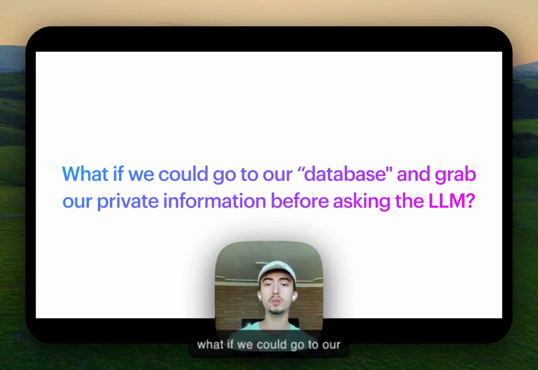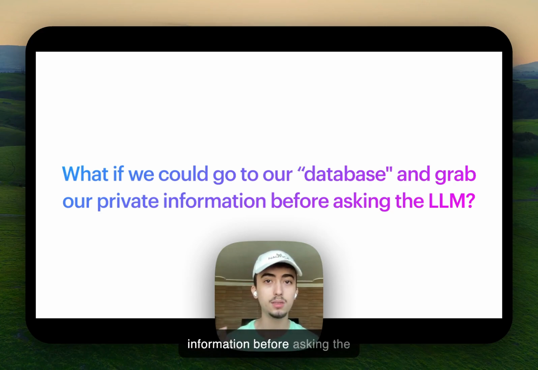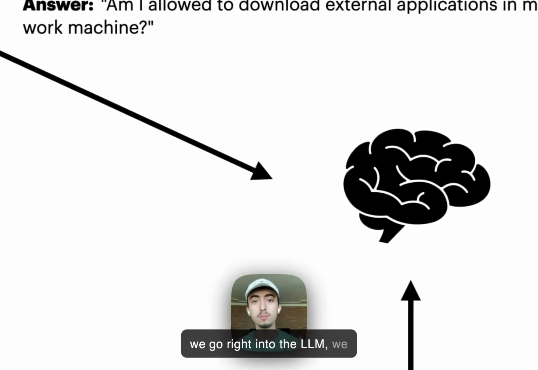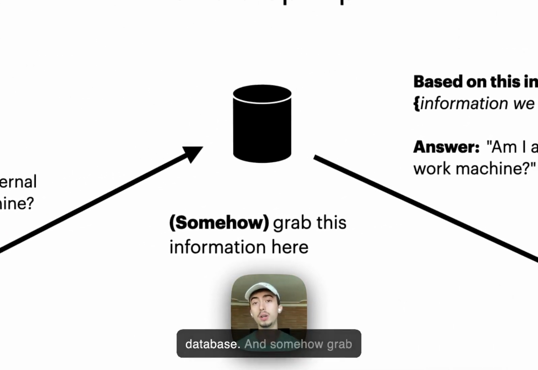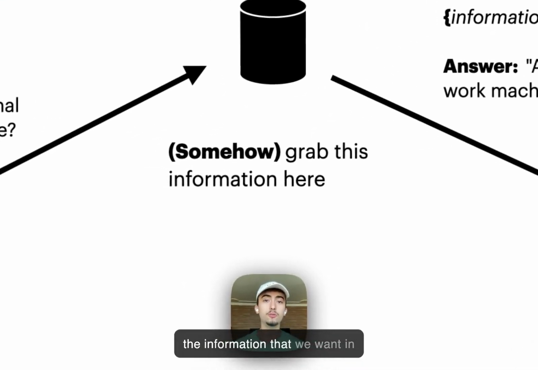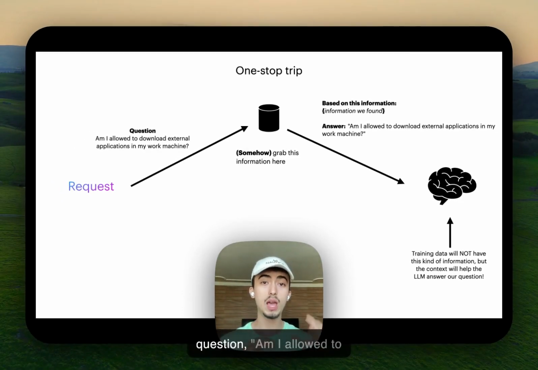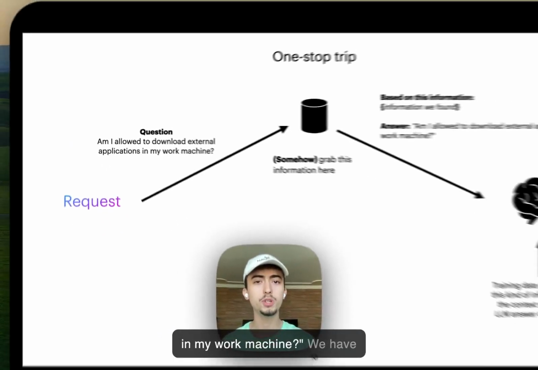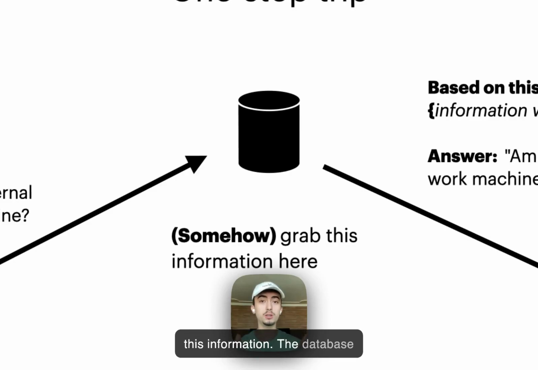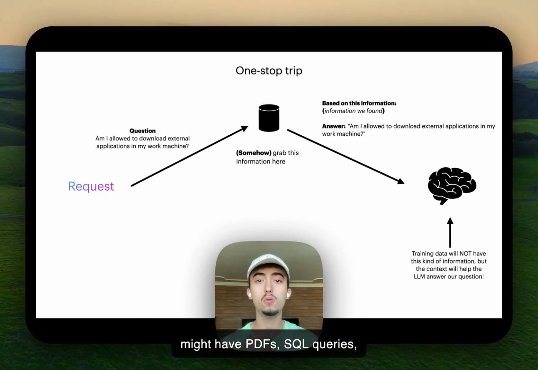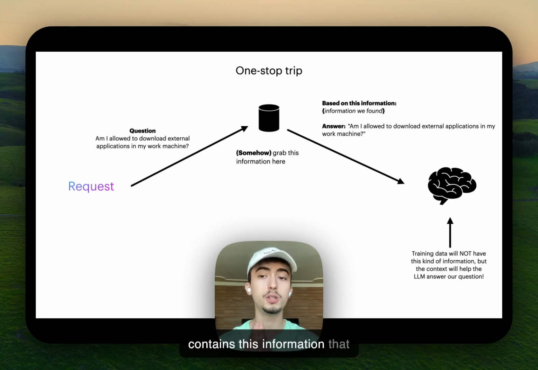So what if we could go to our database and grab our private information before asking the LLM? That's where retrieval augmented generation comes in. So instead of making a non-stop trip, we are going to make just one stop. Before we go right into the LLM, we are going to make a stop at our database and somehow grab the information that we want. So we have a question: am I allowed to download external applications in my work machine? We have our database, which contains this information. The database might have PDFs, SQL queries, CSVs, TXT files, plain text files, web pages, whatever. But it probably contains the information that we want.